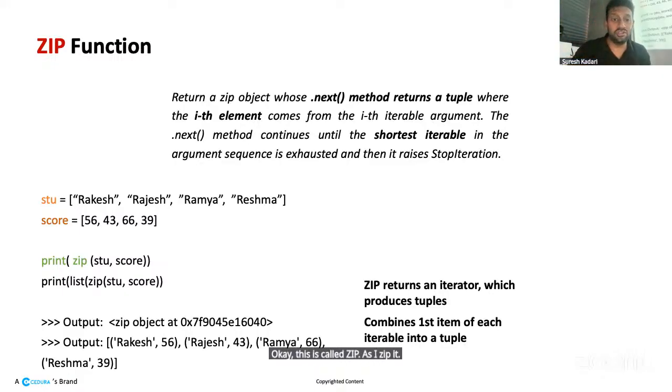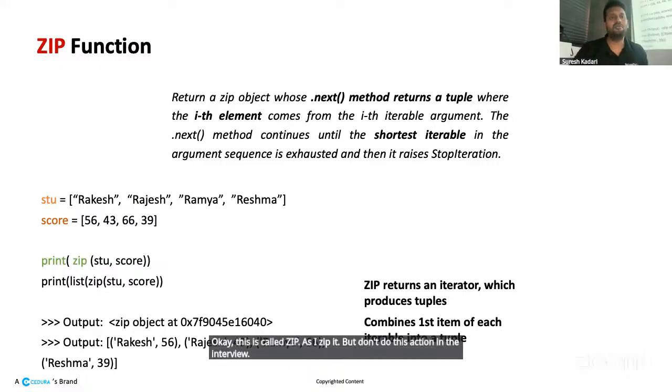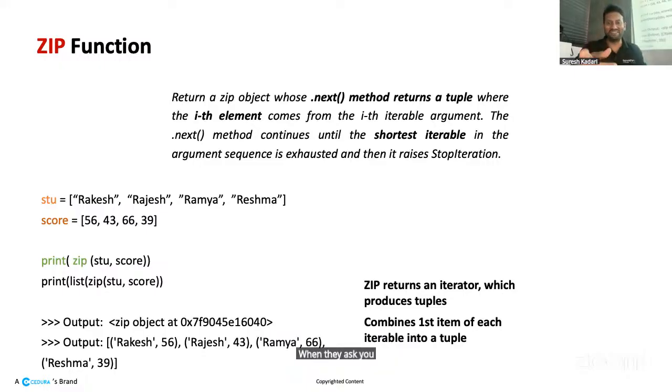But don't do this action in the interview. When they ask you about zip, you say that, okay, it will augment sequences, we can join them. Don't show your fingers and say zip. Okay, this is for your understanding.